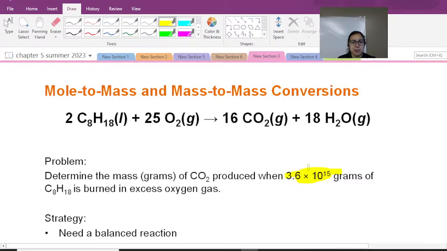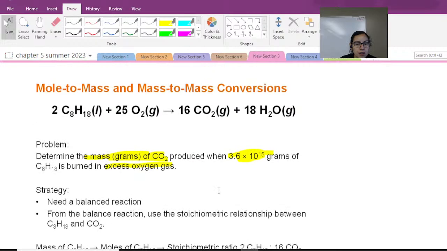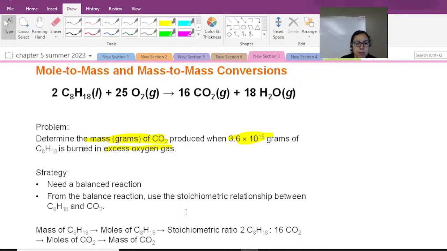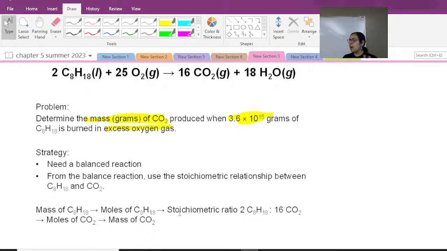So try this problem. We have 3.6 times 10 to the 15 grams of octane burned in excess oxygen. They're asking for the mass of CO2. And it kind of tells you the strategy, so maybe I'll give a hint. But just try that on your own. It's still the same thing as the graham cracker problem. Think back: you were given grams, so then you divided to get back to moles. Then you go to your mole-mole ratio. It's all the same process.